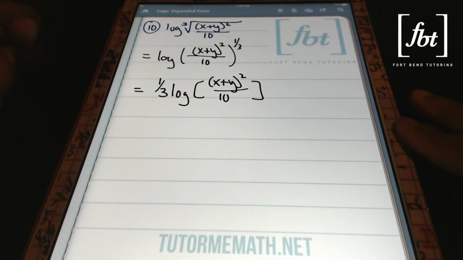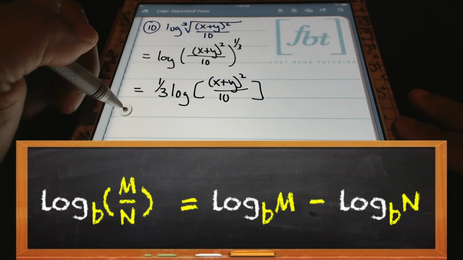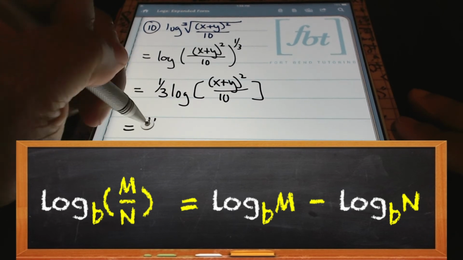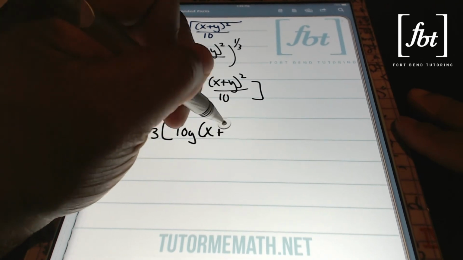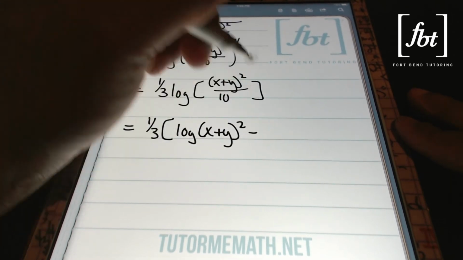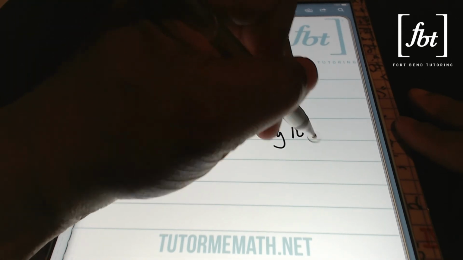Because we have a fraction inside of the parentheses, a rational expression, you'll go ahead and rewrite that using the quotient rule of logarithms. So we'll have 1/3 times the common log of x plus y squared minus the common log of 10. Like so.